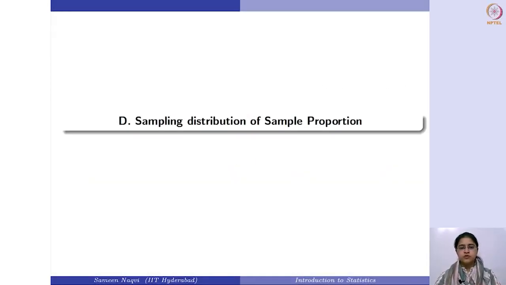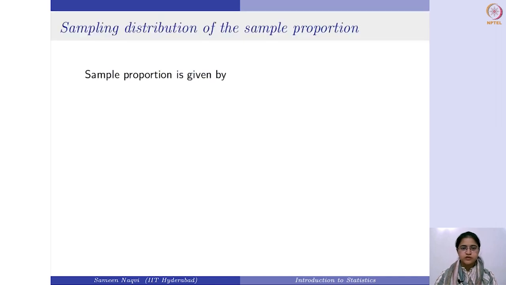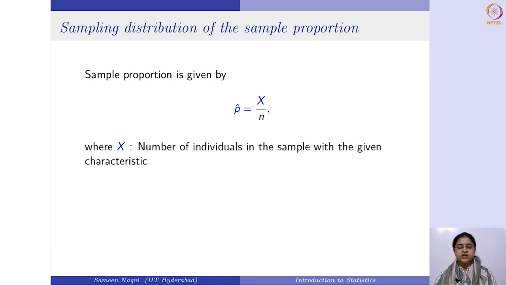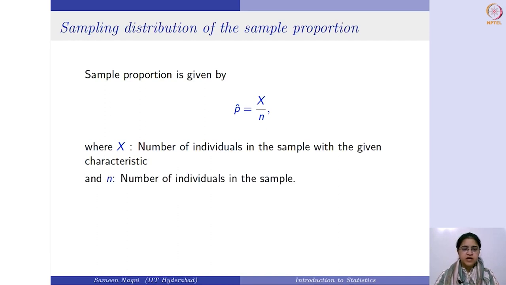So we now move on to the sampling distribution of sample proportion. We have seen sample mean and sample variance, which are the summary measures for numerical variables. And when we talk about proportion, we deal with categorical variables. So here, the sample proportion is basically defined as x over n, where x is the number of individuals in the sample who have that characteristic, and n is the number of individuals. Okay, so proportion we calculate in this way only.